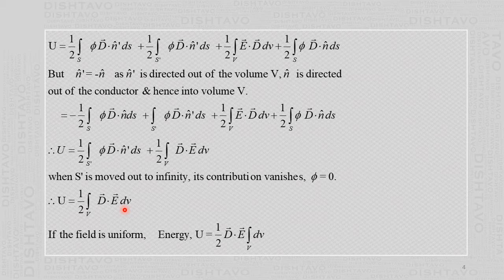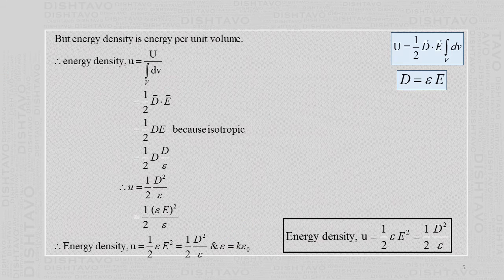If the field is uniform, then D dot E will remain the same at each and every point in the volume. So it will come out of the integral. It is a constant, and it comes out of the volume integral. This is what we have found in the previous slide. And from the earlier chapter, D equals epsilon E.